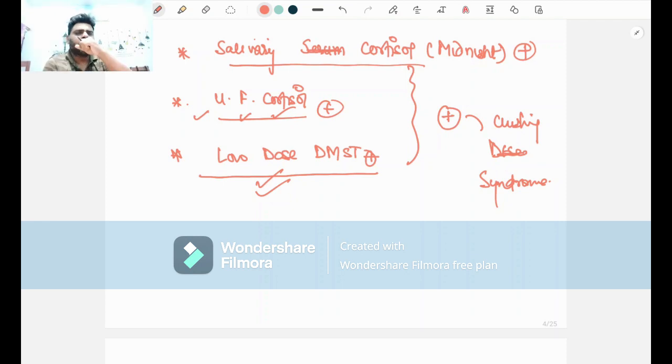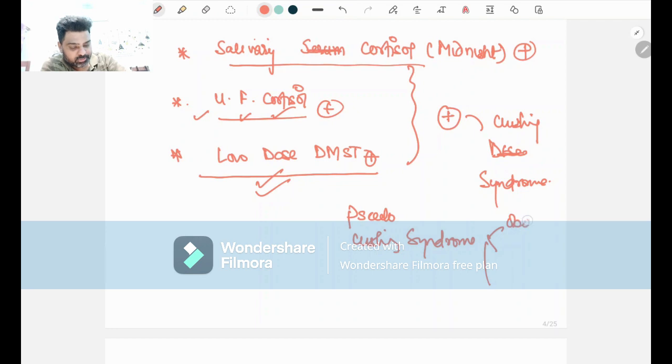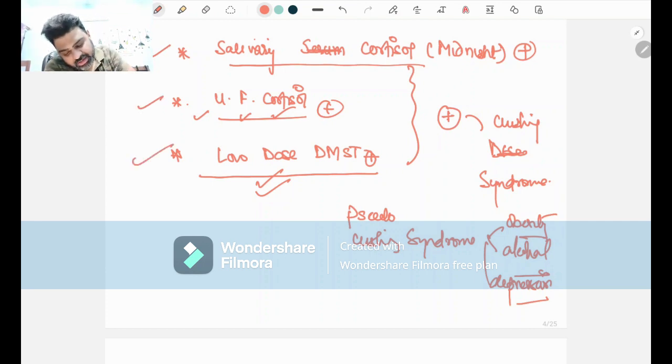Why? Because there are some conditions which mimic Cushing syndrome. Those conditions are known as pseudo Cushing syndrome, and examples are obesity, alcohol, and depression. So there are a lot of things which mimic Cushing syndrome, and we have to differentiate whether this patient has Cushing or not. So we go for these three things just to screen the patient. So what should be the cutoff value for salivary cortisol? It is more than 5 nanomoles per liter or more than 2 times the normal.